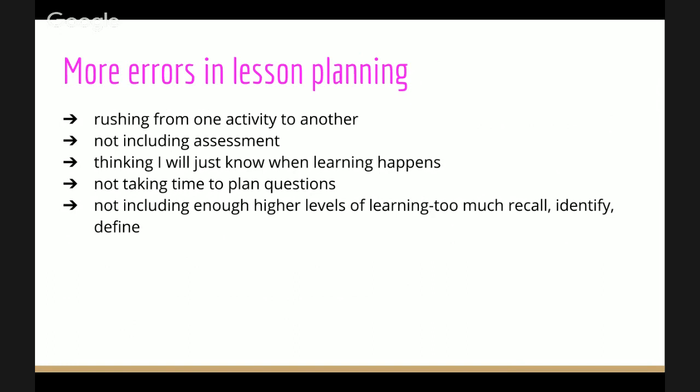Next one: thinking I will just know when learning happens. This is where, again, we hold ourselves a little bit accountable. We can't just watch students and say, oh, yeah, they have it. I can, but what's to ensure that I am watching the students and using all the same criteria?